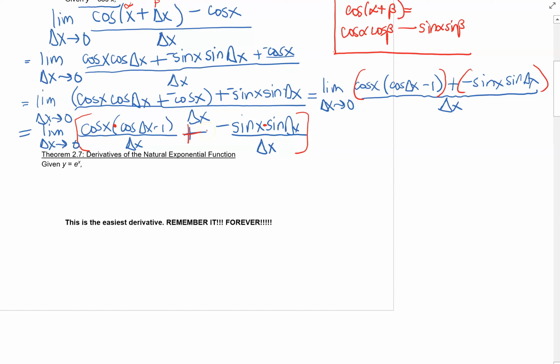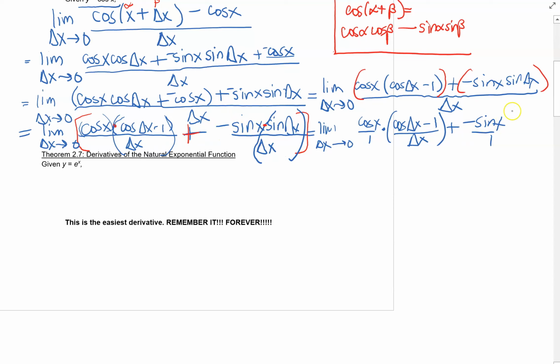So that's kind of what we're going to do, but we're going to think of it as, so this is equal to the limit as delta x approaches 0 of, we're going to think of it as cosine x over 1 times cosine of delta x minus 1 over delta x, because that's really what this is. You could let cosine x kind of be its own factor and then just multiply it to all of this: cosine delta x minus 1 over delta x, plus negative sine x over 1. You could think of it that way and kind of think of it as being negative sine x as its own thing times sine of delta x over delta x.